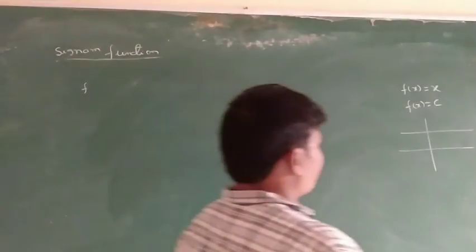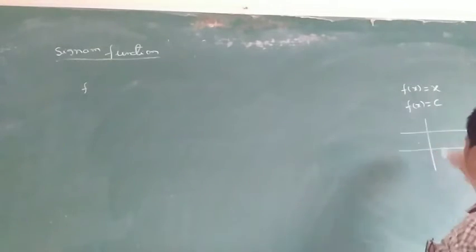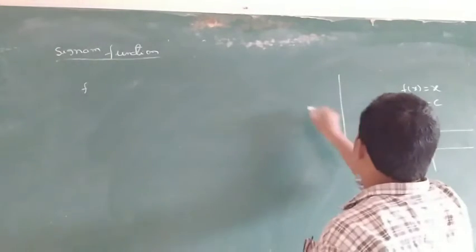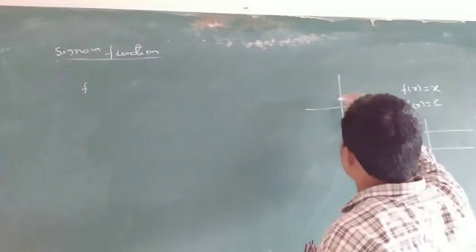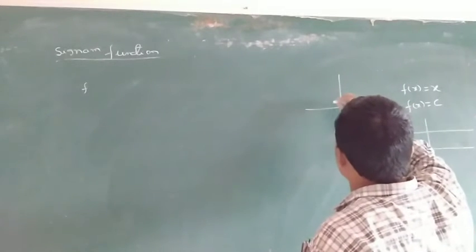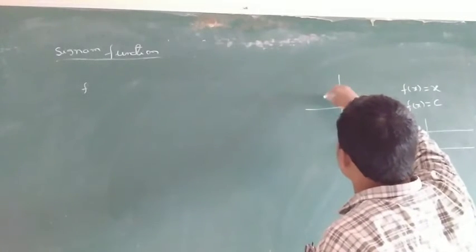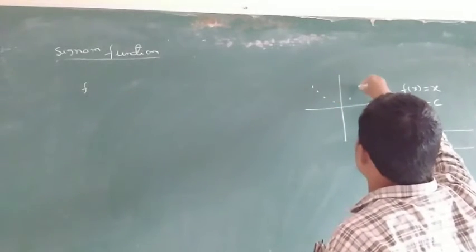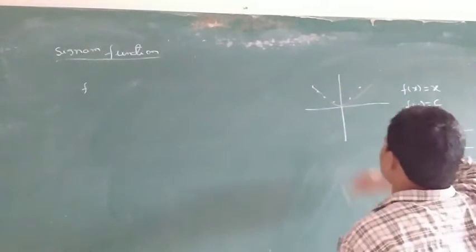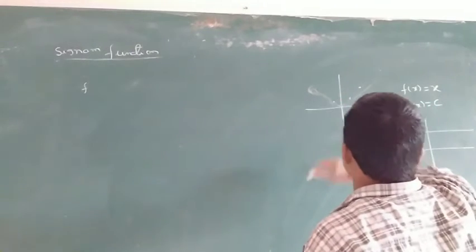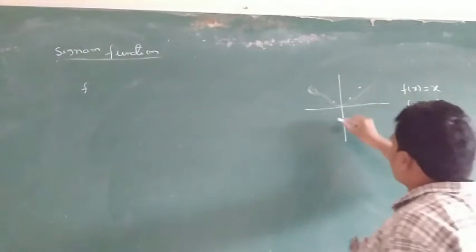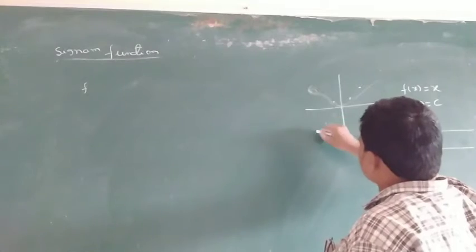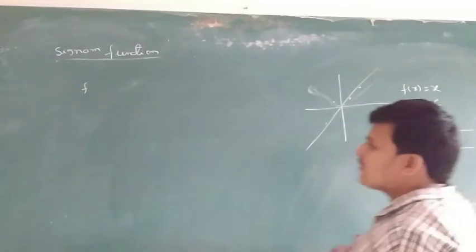Next, identity function. What is the graph? Identity function graph: 0, 0, 1, 1, 2, 2, 3, 3, 4, 4, minus 1, minus 1, minus 2, minus 2. This is 1, 1. Minus 1, minus 1. Minus 2, minus 2. Minus 3, minus 3. This is the identity function graph.